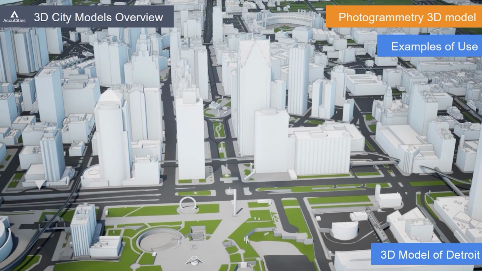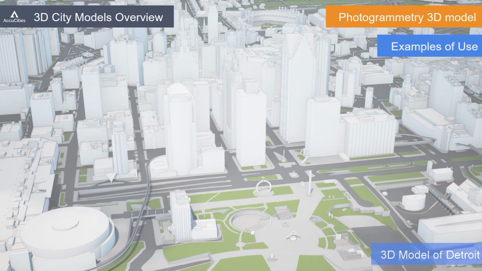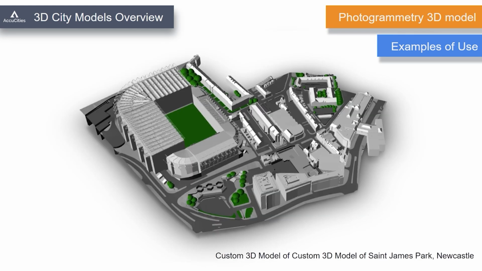Whilst elsewhere in the world it might be more difficult to source these 3D models, it is almost always possible to commission a custom 3D model. The photogrammetric 3D models are usually sourced by a planning consultant or the architect.